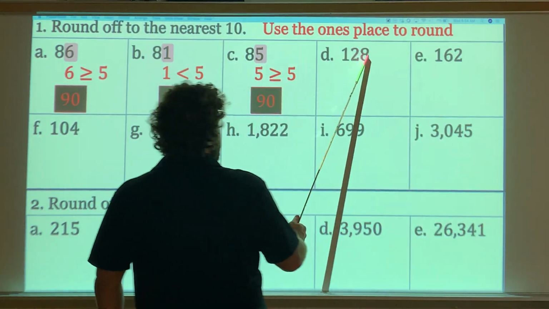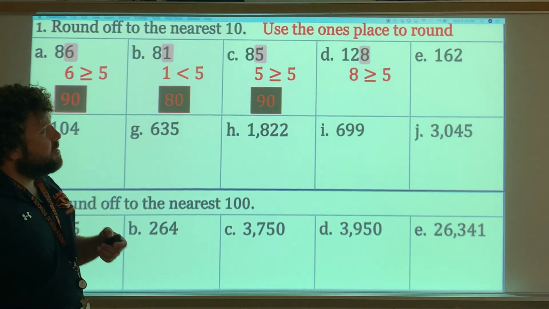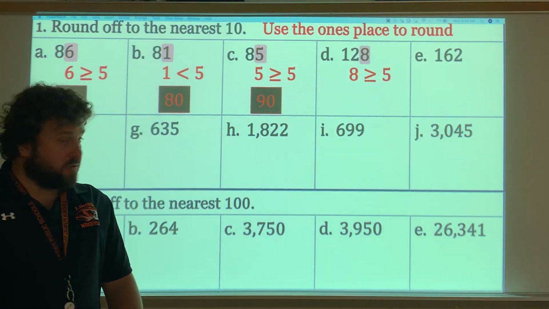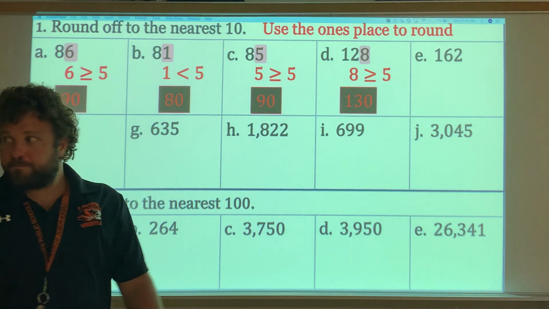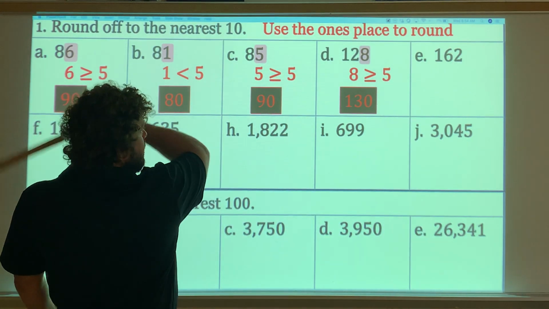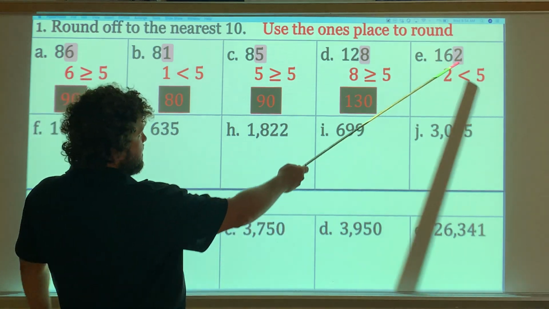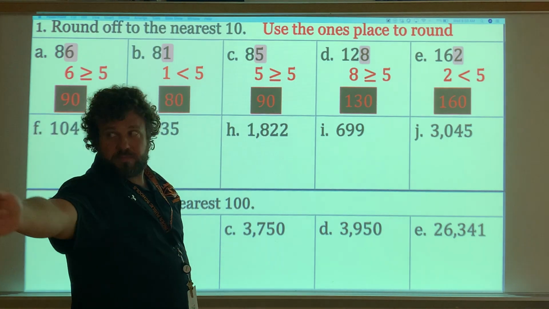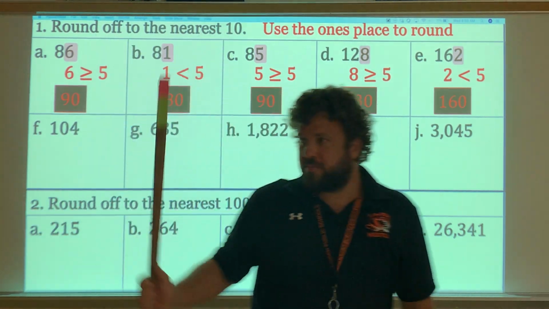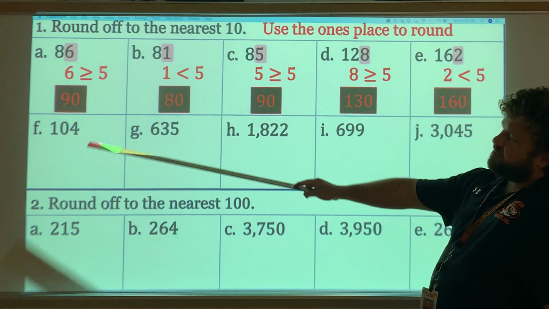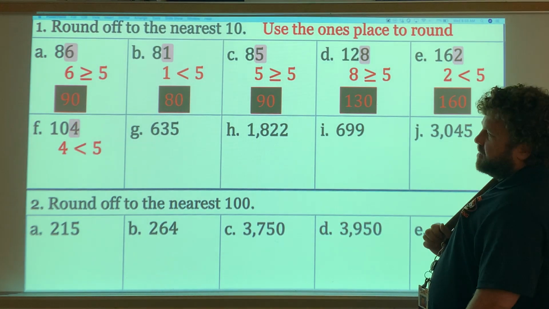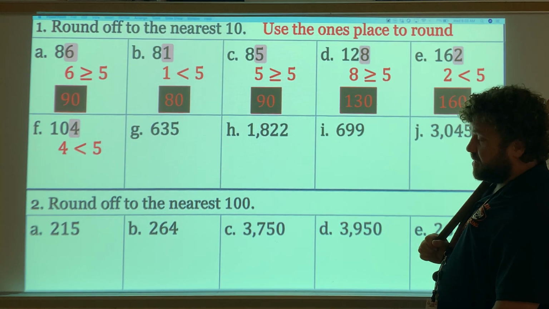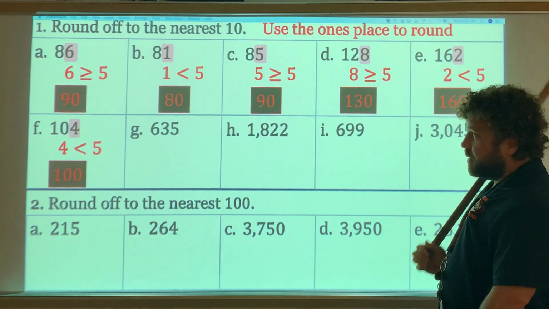Right? 128. Your 10th place is the 2nd place right here. So its answer is either going to be 120 or 130. 8 is greater than or equal to 5. It's greater than 5. So your answer is 130. Answer is going to be 160, 170. 2 is less than 5, so you're going to round down. Answer is 160. Good. All right, problem F. Answer is either going to be 100 or 110. 4 is less than 5. All right, so you're going to round down. Answer is 100.